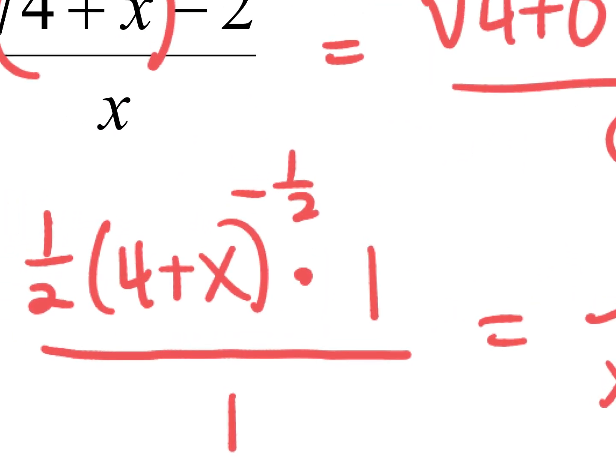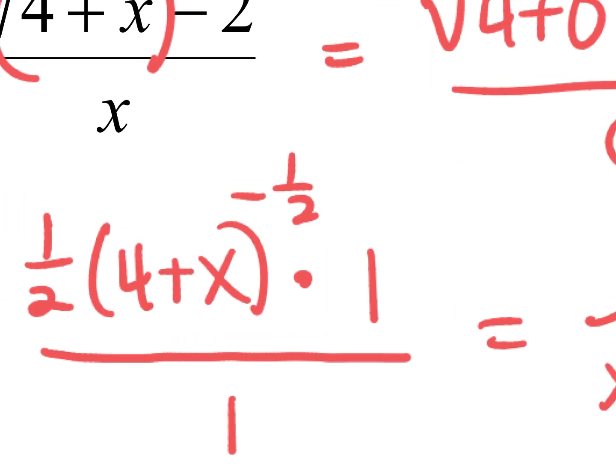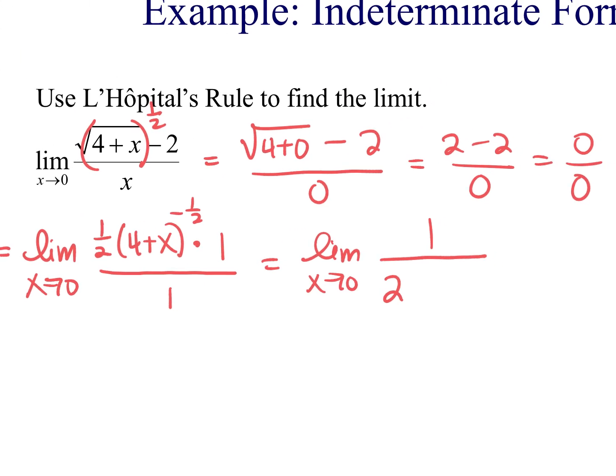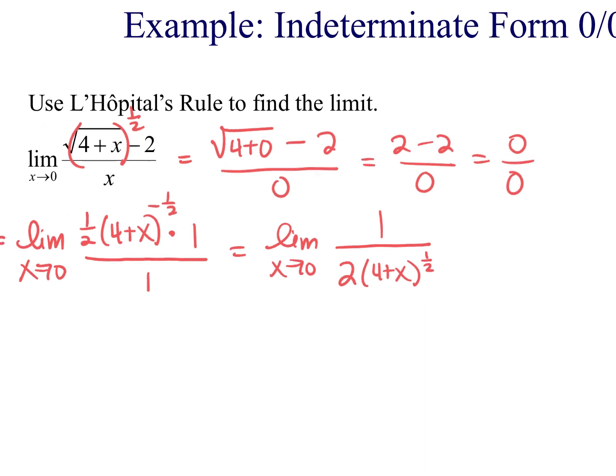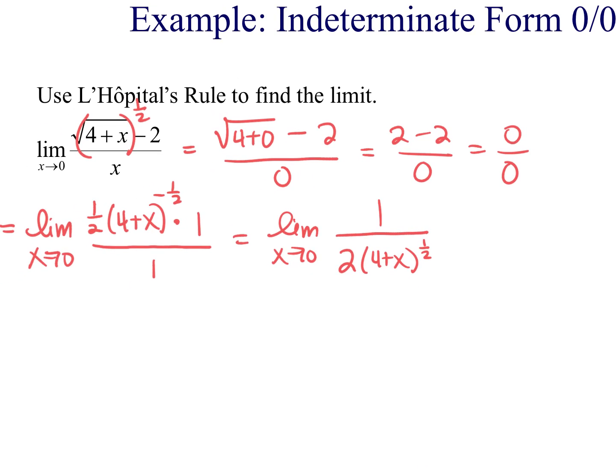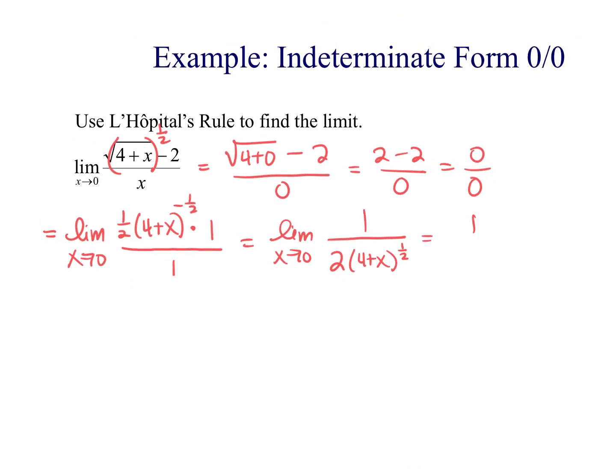It's from the derivative of 4 plus x. It's the chain rule. Okay, the inside, the derivative of 4 is 0. The derivative of x is 1. All right, so then my denominator would be 4 plus x to the positive half. And then I'm going to plug 0 into that. And I get 1 over 2 times (4 plus 0) to the half. That's 2 times the square root of 4. That's 1/4.